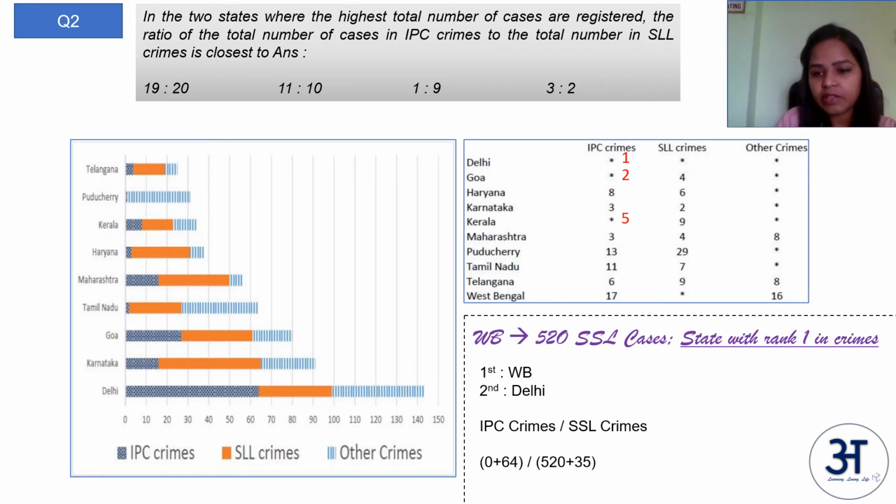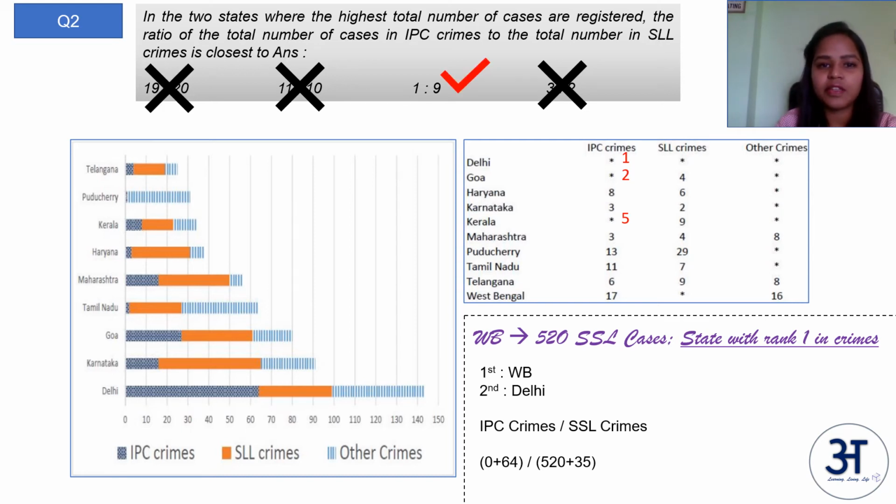So we need to find IPC crimes by SLL crimes. IPC crimes in West Bengal is 0 because all the 520 are SLL. So it is 0 plus IPC crimes in Delhi. IPC is between 60 and 70, so it is approximately 64. Similarly, SLL crimes is from that 64 to around 99 or something like that. So 520 plus 35. Even without calculating or wasting more time, you can clearly see that the numerator is lesser than the denominator. So 2 options will go directly, and the numerator is far less than the denominator. So the option is 1:2.